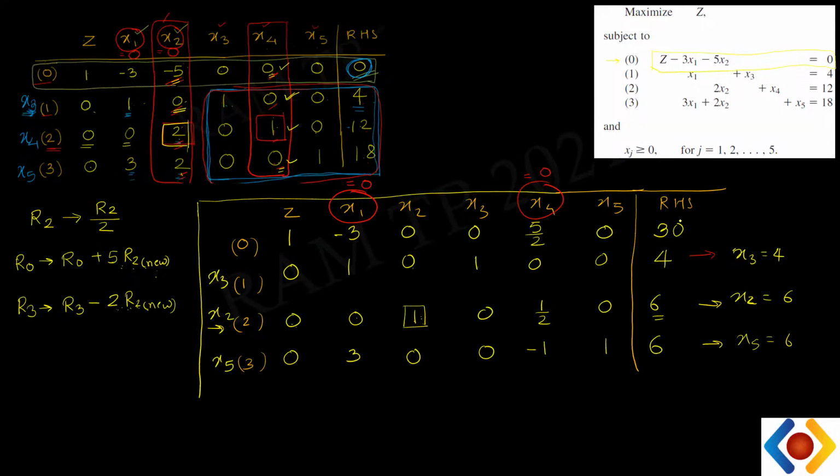Now the next step. What is z? Z is equal to 30. And what is the point we are talking about? Tell me the coefficients. x1 is 0, x2 is 6, x3 is 4, x4 is 0, x5 is 6. So at this point, the profitability is 30. Z is equal to 30.